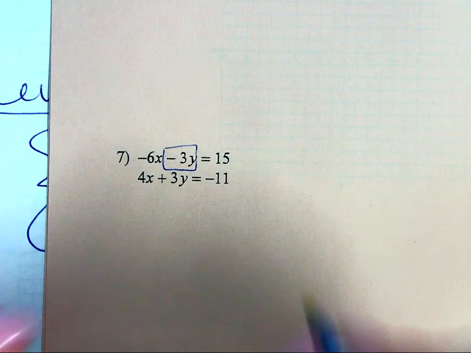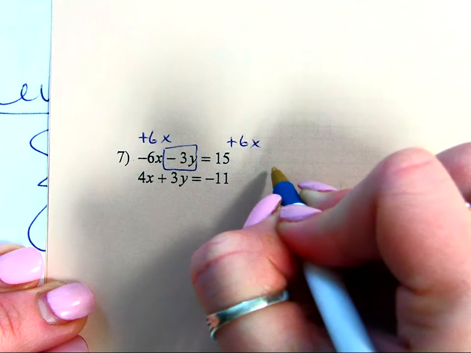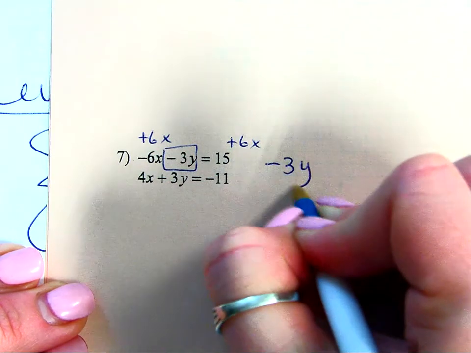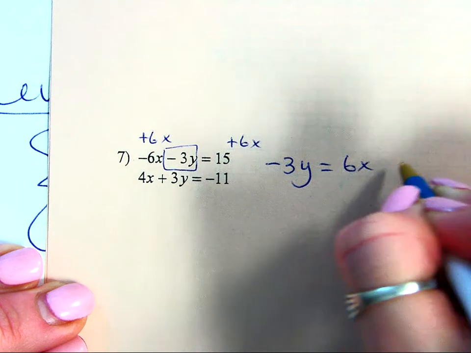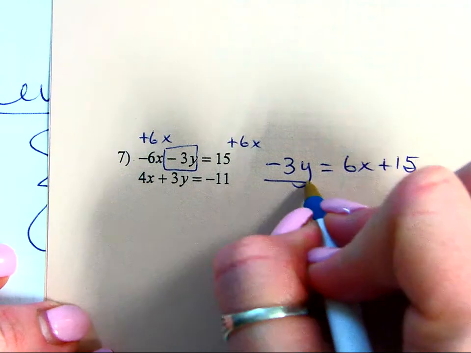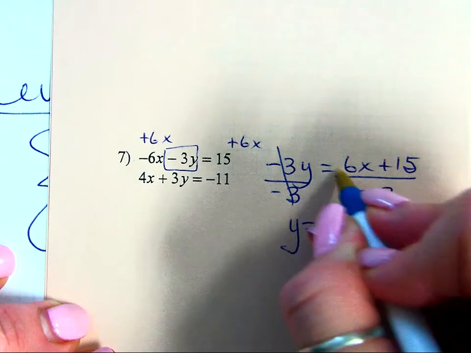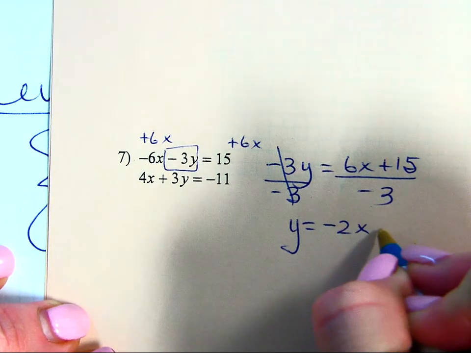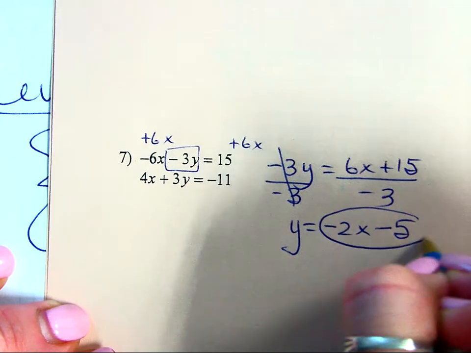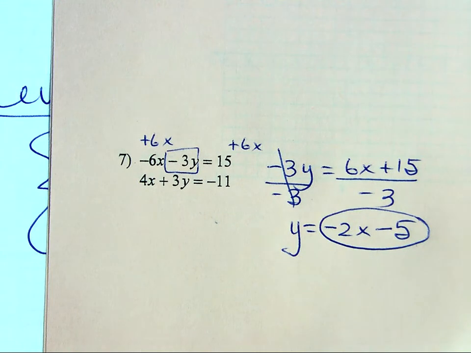Because watch, when I add 6x to both sides, I'm going to have negative 3y is equal to 6x plus 15. Then I'm going to divide both sides by negative 3. And that's going to give me y equals what? Negative 2x minus 5. And once I get one of the equations solved for one of the variables, it's back to level 1, 2, or 3. Okay? Are you good on that?